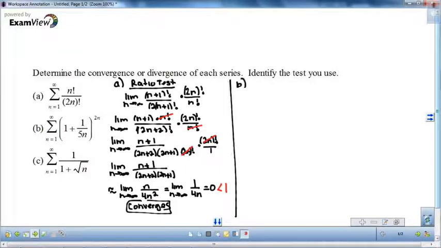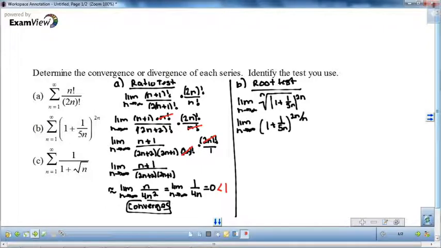For part B, since it's 2 to the n, the first thing I would try is the root test. If you remember, we're taking the nth root, because then my n's cancel out and I'm left with 1 plus 1 over 5n squared. As n goes to infinity, this gets closer and closer to 1, so I'm left with 1 squared. But when it's equal to 1, the root test doesn't work. It's inconclusive, so I have to use a different test.